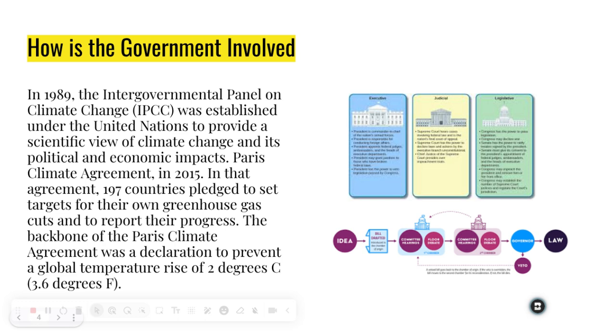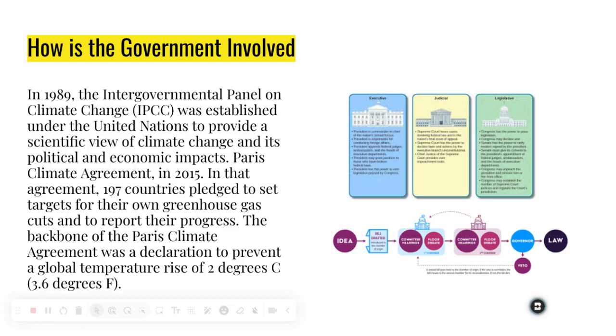Then how's the government involved? In 1989, the Intergovernmental Panel on Climate Change, or IPCC, was established under the United Nations to provide a scientific view of climate change and its political and economic impacts.